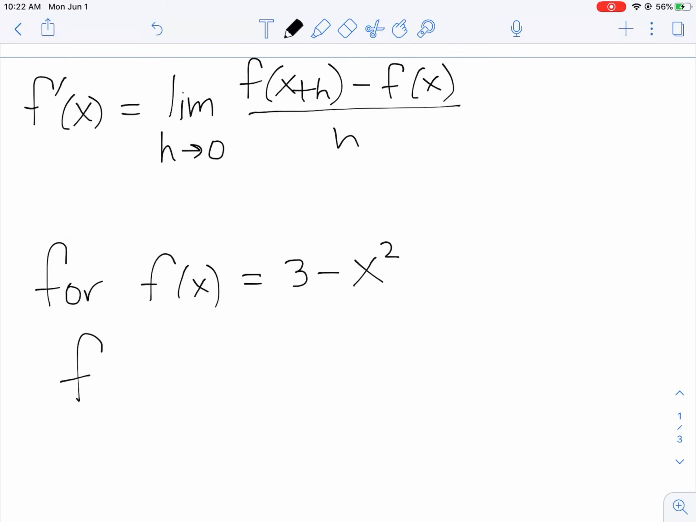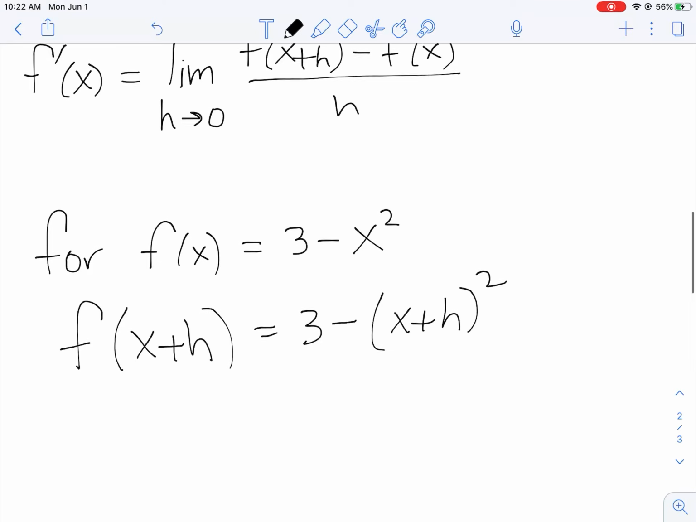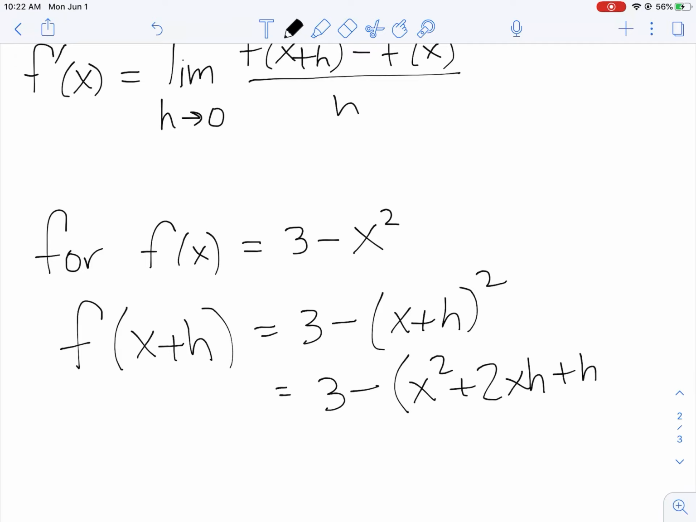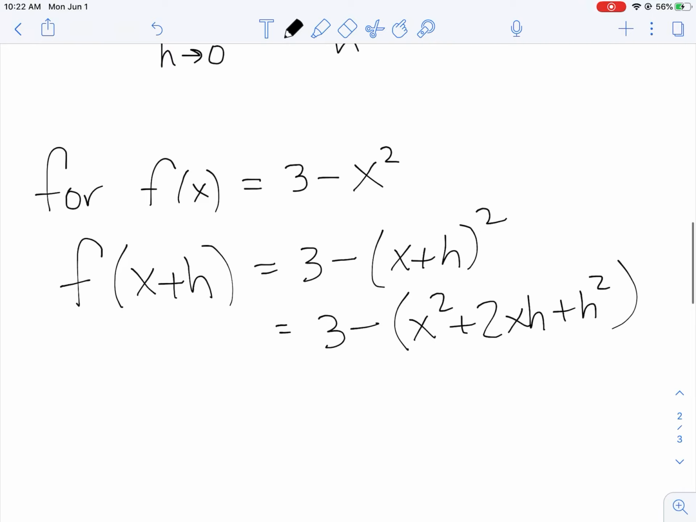So the first thing I need is f of x plus h. That's going to be 3 minus x plus h squared. Okay, so that's going to be 3 minus parentheses x squared plus 2xh plus h squared. And then if I want to write it with no subtraction sign or parentheses, 3 minus x squared minus 2xh minus h squared. Okay?